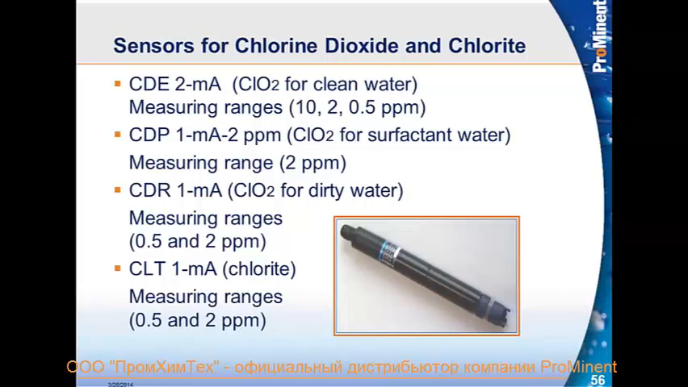Here's an example of some of our sensors. We have chlorine dioxide sensors for clean water. We have sensors for water that has surfactant in it, and also sensors for dirty water. Now, these are all membrane sensors, so you have to be careful on the amount of dirty water that you're passing through. And we also have a version available for the chlorite as well, up to 2 ppm.